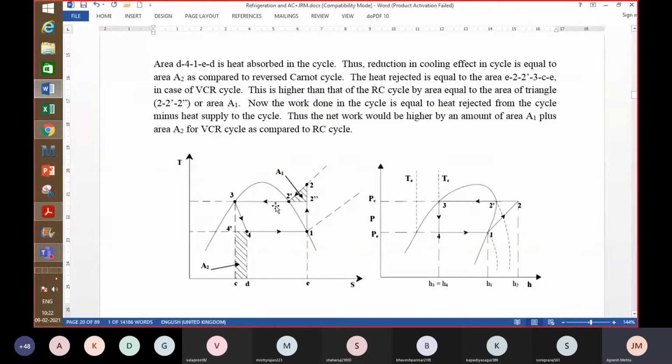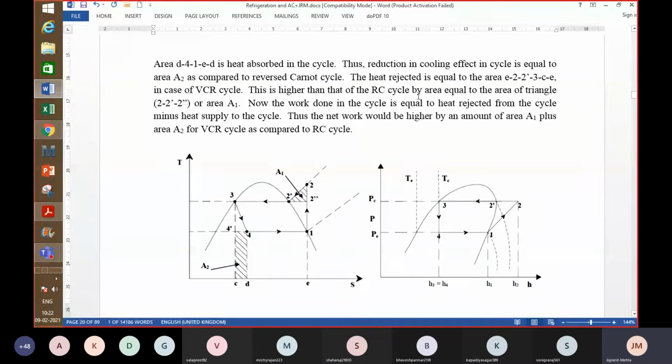So the heat rejected is equal to the whole area below this. In case of the VCR cycle, E2 dash 3 CE, right? That is the heat rejected in the vapor compression refrigeration cycle. This is higher than the reverse Carnot cycle by the area of triangle 2 dash 2 double dash, right? That's the additional heat rejected as compared to the reverse Carnot cycle.